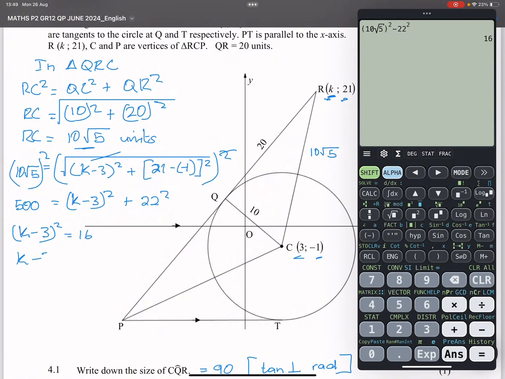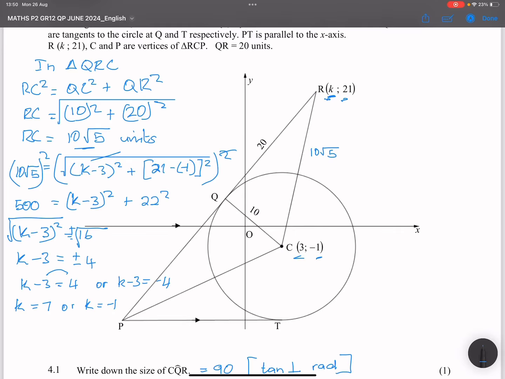And so k minus 3, take the square root on both sides. But remember, when I take the square root, I'm going to have plus or minus 4. So k minus 3 is equal to 4, or k minus 3 is equal to negative 4. So k is equal to 7, or k is equal to negative 1. Please note, they did say it is in the first quadrant, so it has to be a positive x value. Therefore k is equal to 7 and not negative 1. That one is not applicable. So we already have the value of k, which is 7.